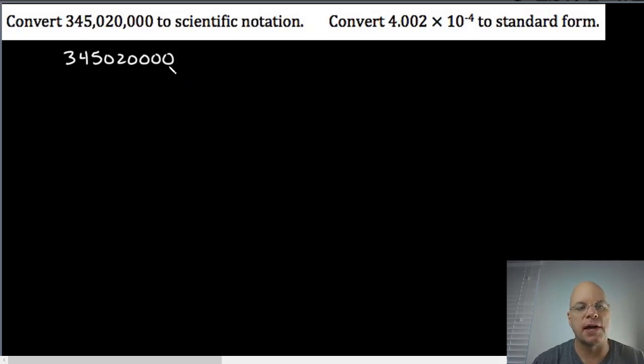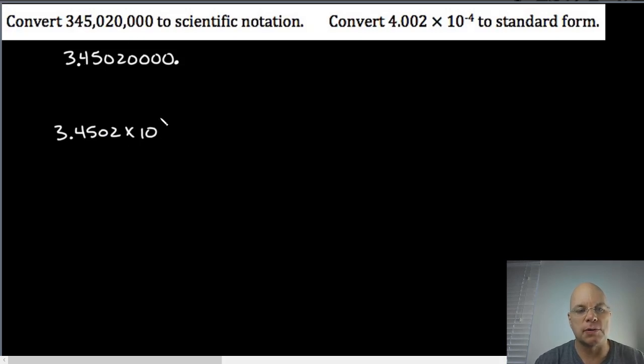And I'm going to show where the decimal is right now. This is a whole number, so the decimal's on the right. Then I'm going to decide where I want that decimal to be. I need my first factor in my scientific notation expression to be greater than or equal to 1, but less than 10, so I need the decimal there. So I have 3.4502 times 10 to the what? We'll figure that out next.